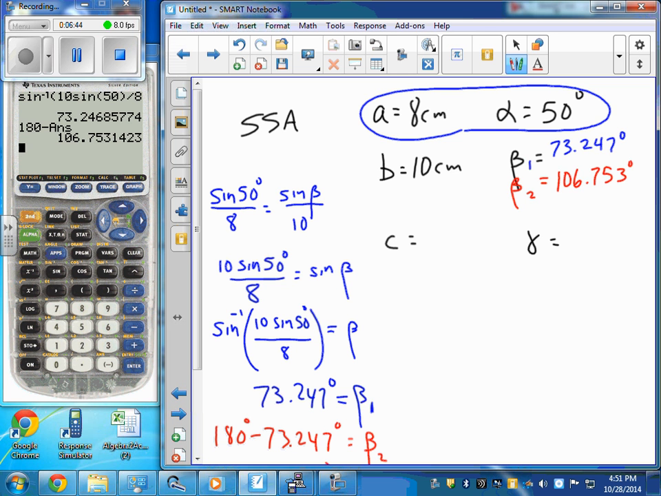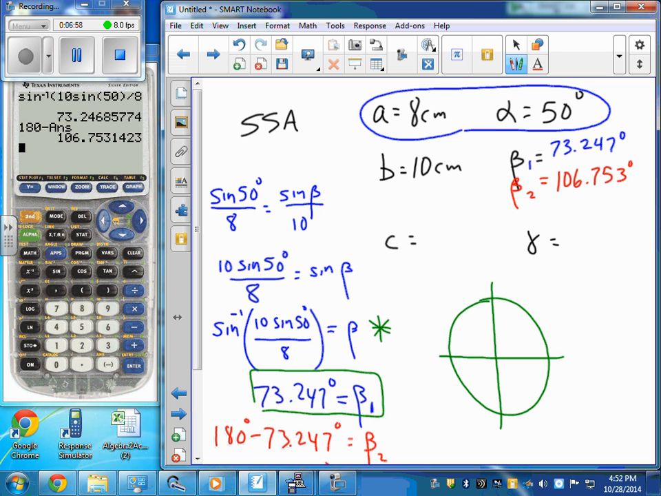106.753 degrees. Now, before we go any further, a little explanation I think is in order. When we looked at the sine inverse of this quantity right here, we found that beta was 73 degrees. And if I illustrate 73 degrees, that's approximately right about there. So this is my 73 degree angle. But in point of fact, remember there was another angle that our arc sine would not reach that has the same y coordinate.